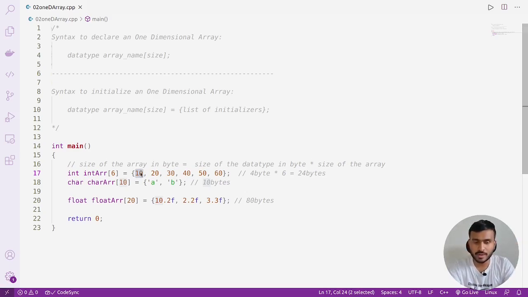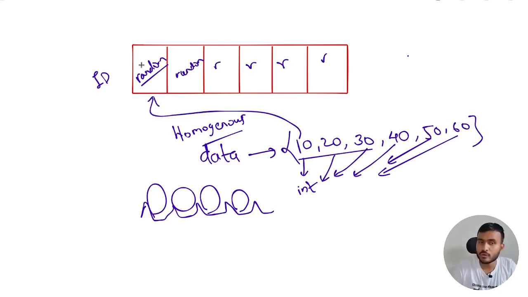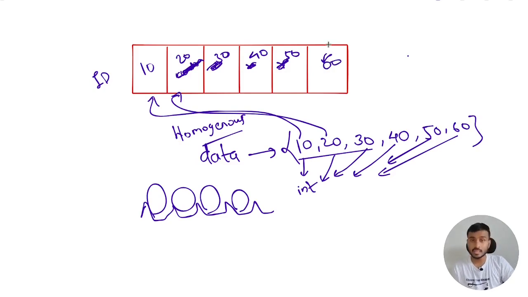Let me go to the whiteboard and explain. See, this is the initializer list. Let's assume that this is the initializer list. So what is going to happen? This first value is going to be stored in the first location. So here 10 will come. Let me clean this a little bit. See, 10 will come over here. Then this 20 will come over here, it will take the second position, and so on. 30 will come here, then 40 will come here, 50 will come here, and 60 will come here. So in this way the values will be stored into an array.